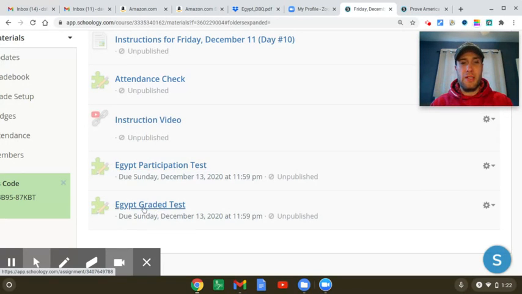The second test, the Egypt graded test, that will get a score for accuracy. Obviously it's required to take, but if you get only one question right, then you're going to get a really terrible score. If you get all of them right, then you'll get 100%. So the Egypt graded test is based on accuracy. Just to clarify both of them there.